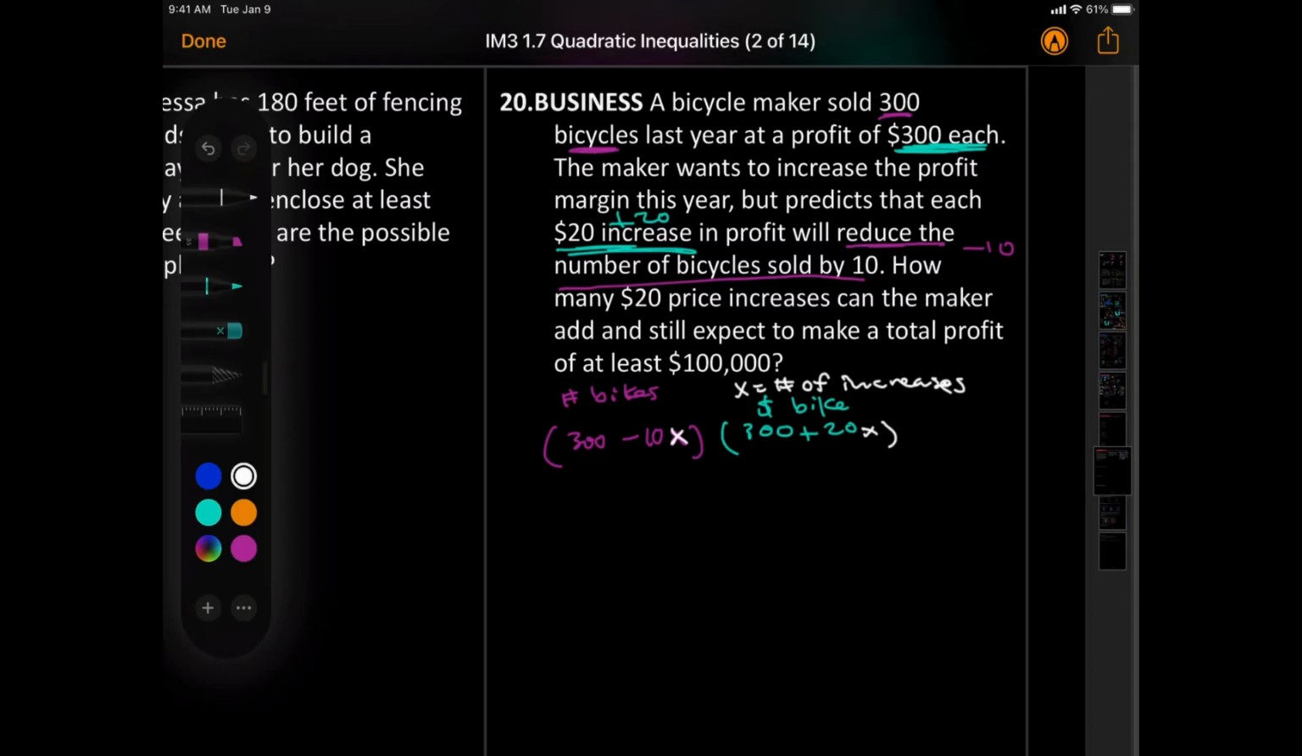How many $20 price increases can the maker add and still expect to make a profit of at least? So we want the number to be greater than or equal to $100,000. Remember, I'm reading that from right to left. Whatever the number of increases is bigger than or equal to $100,000. Okay, what's the first thing I'm going to do here is I want to solve this quadratic, and in order to do that, I'm going to have to first multiply these.